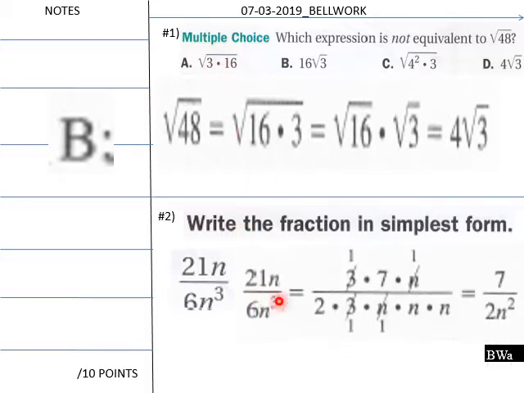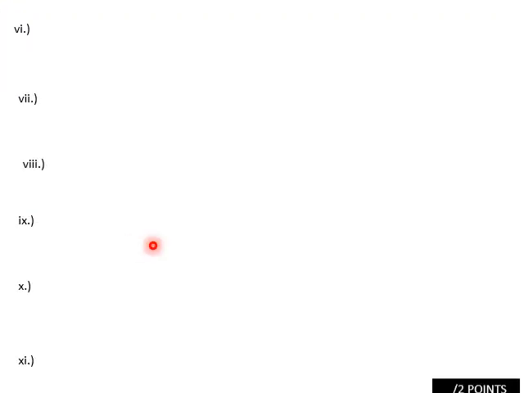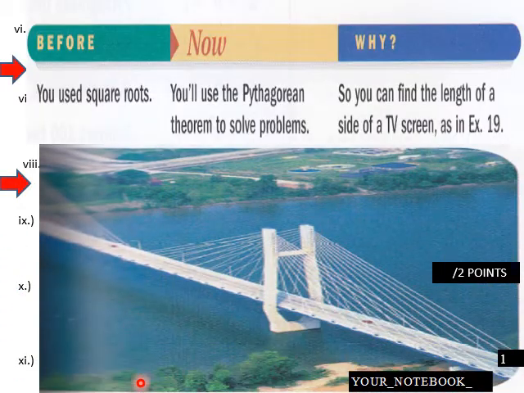And then write the fraction in the simplest form. We just break this down into prime factors here, and then we cancel where we can. And we end up with 7 over 2n squared for number 2. Okay, into our lesson today.